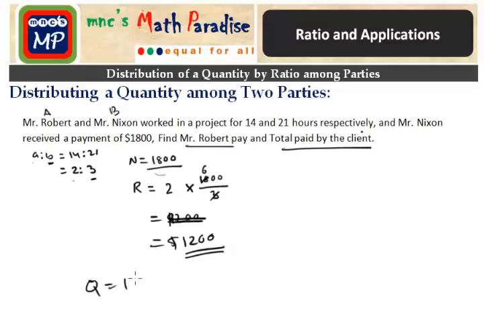And for the total pay, definitely one way to find the total is by adding these two. So 1800 plus 1200, this is the easiest way. But if we don't need to find Mr. Roberts' pay, we can directly find the total quantity.